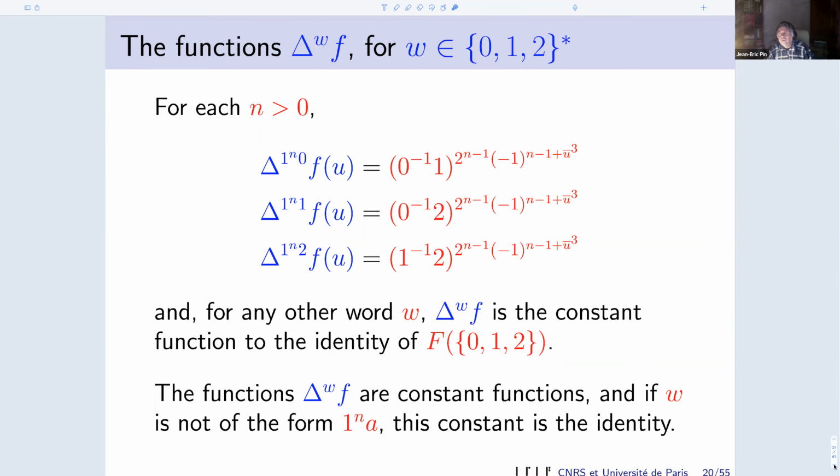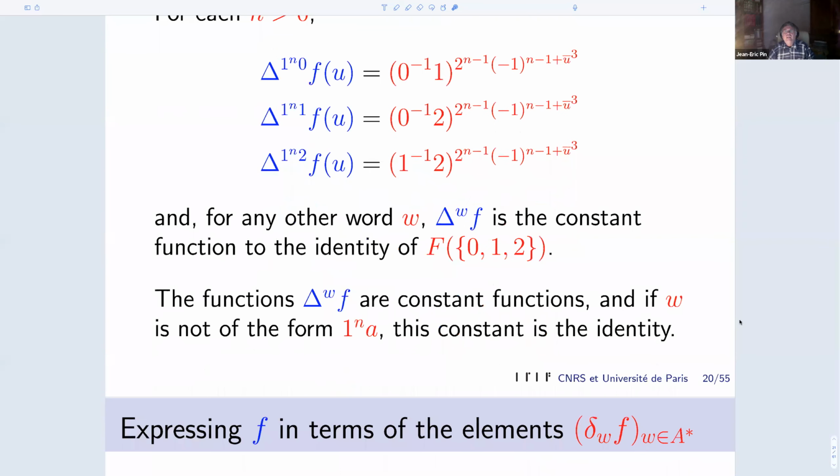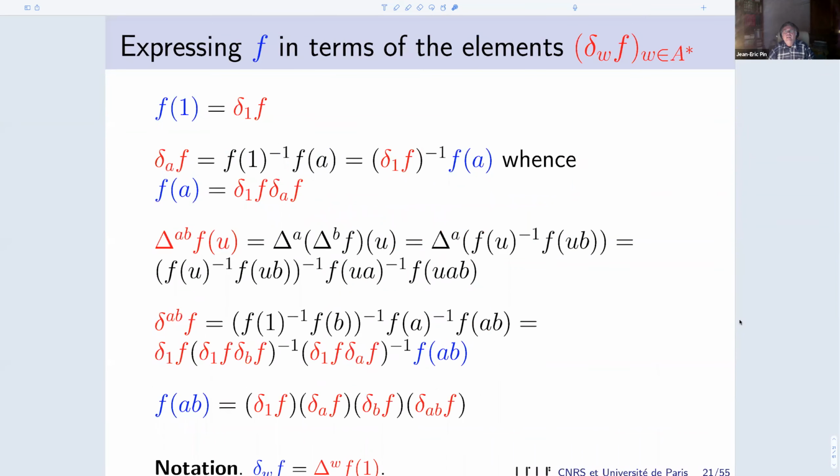Let me proceed to the next one. Now, if you remember Newton's formula, we wanted to express f in terms of the delta W of f. So let's try. Here we have f of 1 equals delta 1 of f by definition. Then delta I of f is this. So if I replace f of 1 by delta 1 of f, I get this. So f of a is delta 1 of f, delta I of f, fine. And you keep going. I will maybe not detail this, but if you get delta IB of f, you get this, and you finally get this formula.